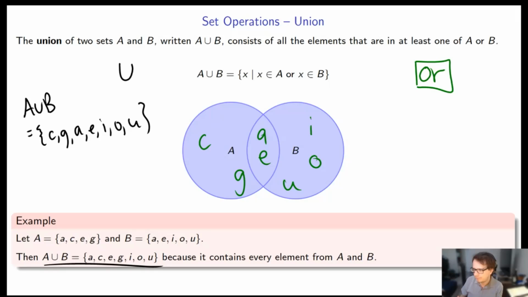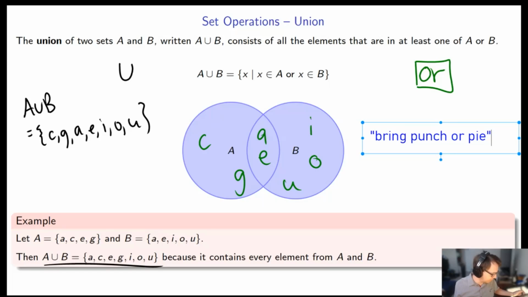And in natural language, this works the same way. If you're looking for things, you can say, bring punch or pie. As long as you bring one of the two, you're happy. Or you could bring both. That's another thing: the "or" doesn't mean that you have to bring just one or the other. You could bring both. You're happy with either. So the word "or" works very well. So yes, that's the union.